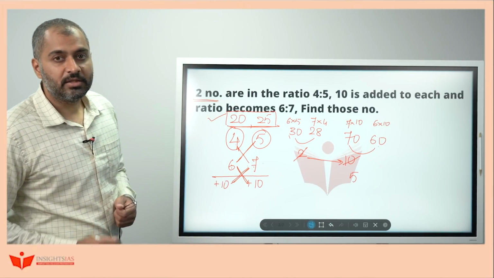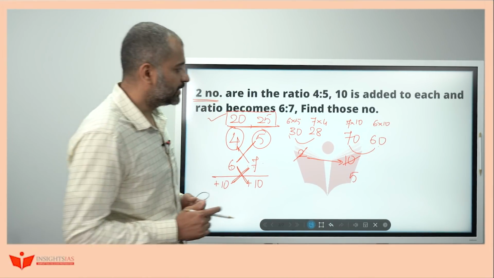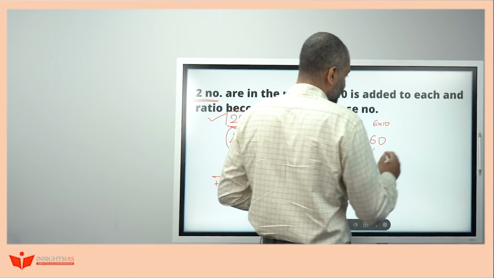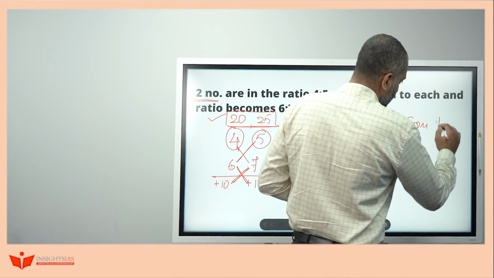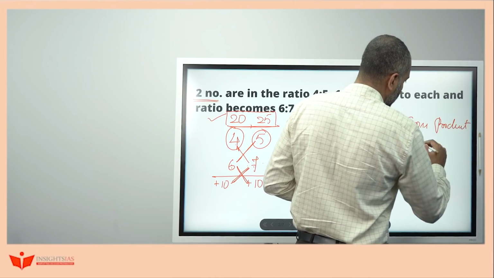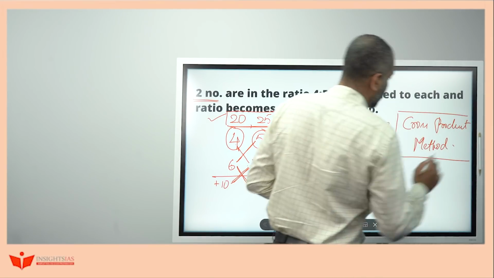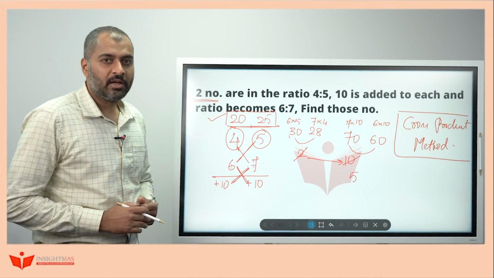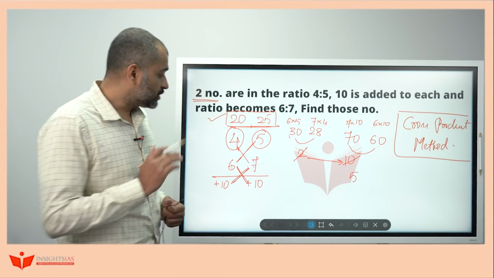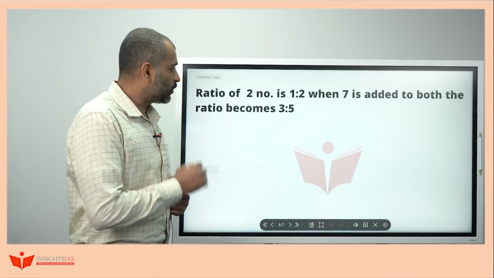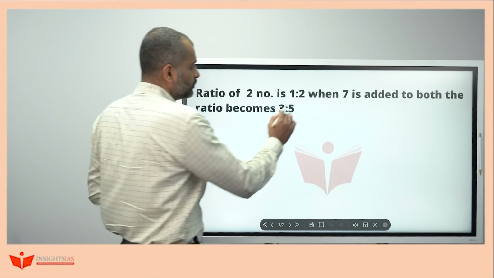This is the one best method, and this method is called the cross product method. Know the name, a very useful method, the cross product method. Now, using this technique, we'll solve one more question. Again, in this question, the ratio of two numbers is 1:2.